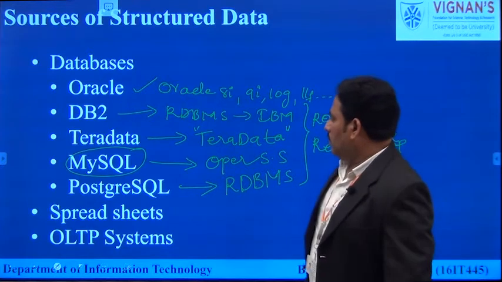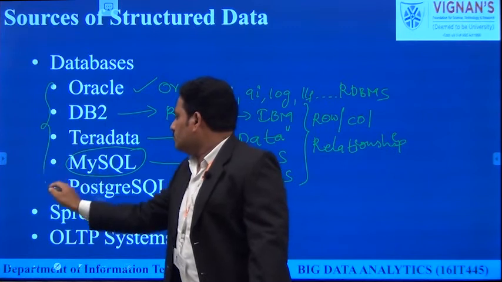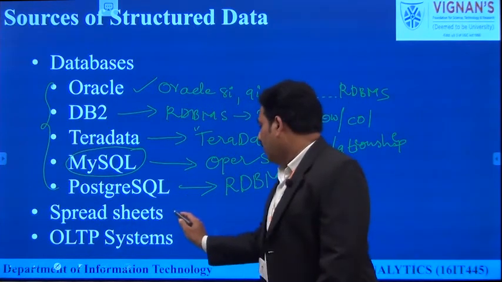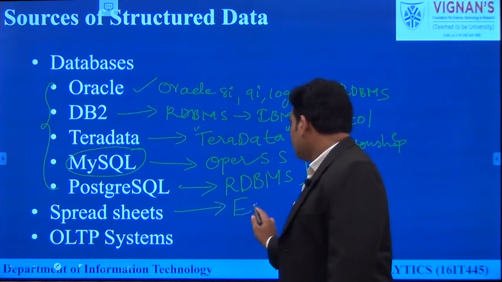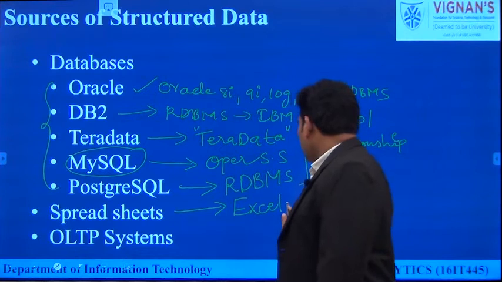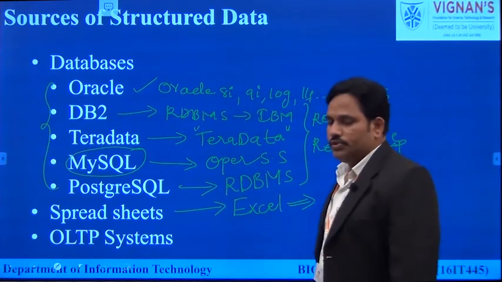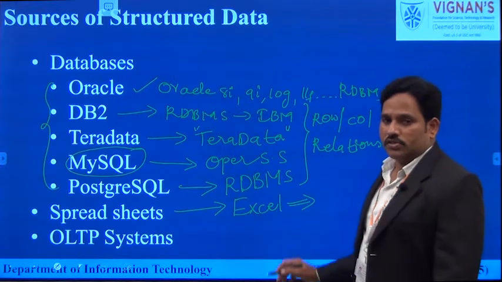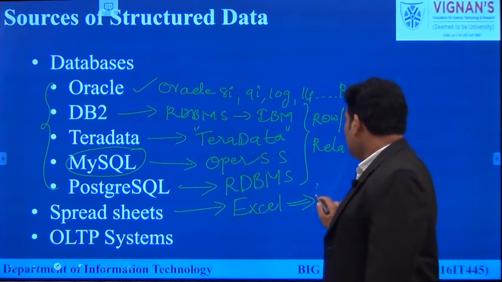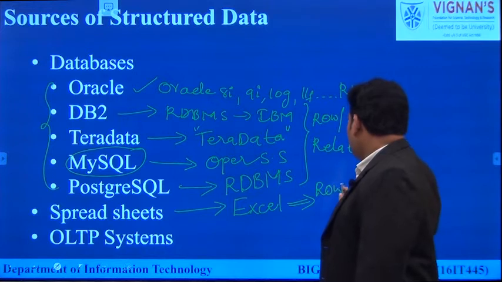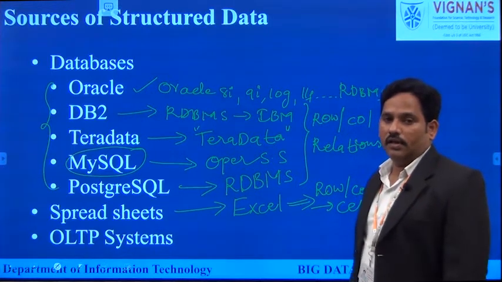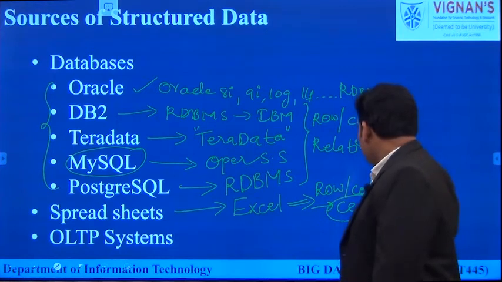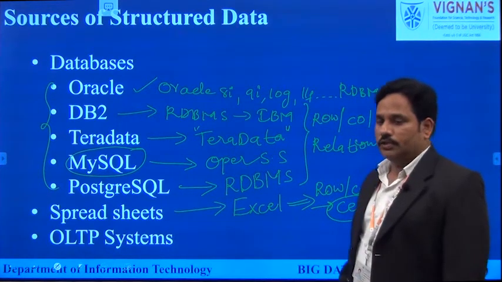Other than these databases, we are having one more real-time applications called spreadsheets. So let us have an example called Excel sheet. Excel sheet is one of the basic spreadsheet tool which is used to store the data or to process the data. So in Excel sheet, data is going to be organized in the form of rows and columns. Here we will call it as a cell. The intersection of row and column is called as a cell. Every cell is going to be used to store some amount of information.